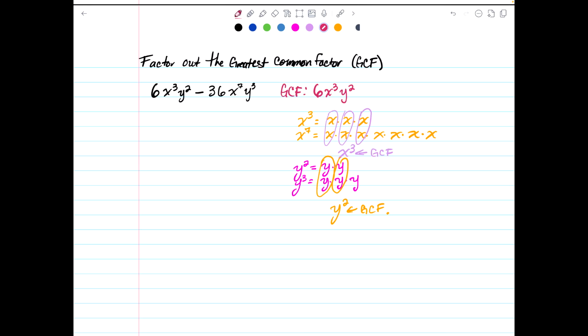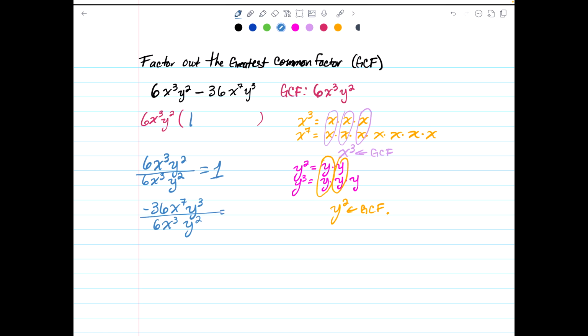Now we need to factor it out. That means that I can divide each term by the greatest common factor. So 6x cubed y squared divided by 6x cubed y squared. Anything over itself gives us 1. So this would be 1. Then we grab our second term and divide it by the greatest common factor. That'll be negative 36 x to the 7th power y cubed over 6x cubed y squared.